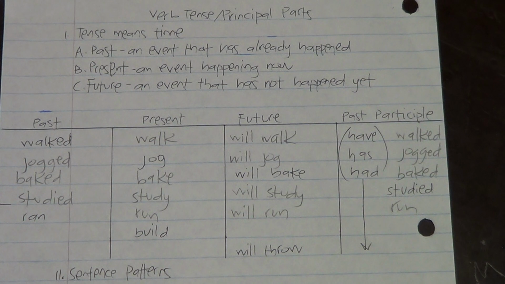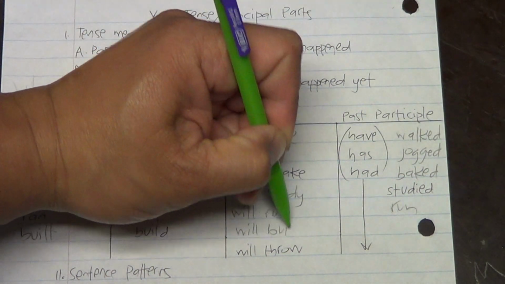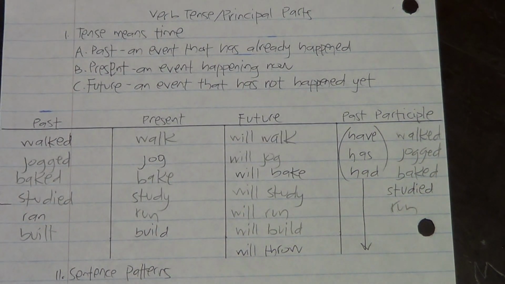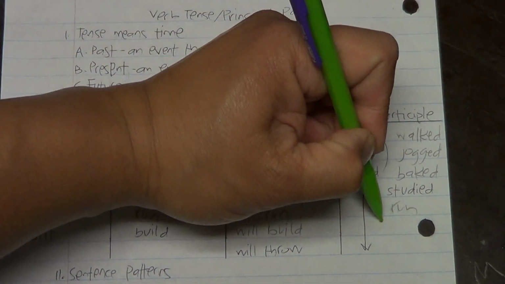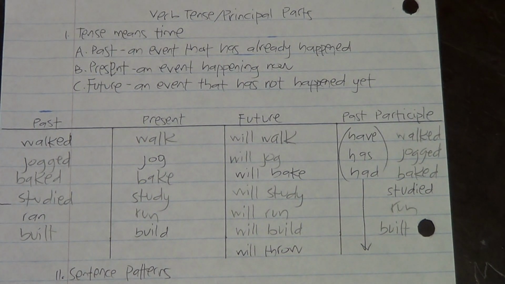Present tense is build. We know we can't say I builded, so we say yesterday I built. Tomorrow I will build. Okay, past participle form. Have, has, or had built. Had built. Okay, and then the last one, example-wise here, is will throw.